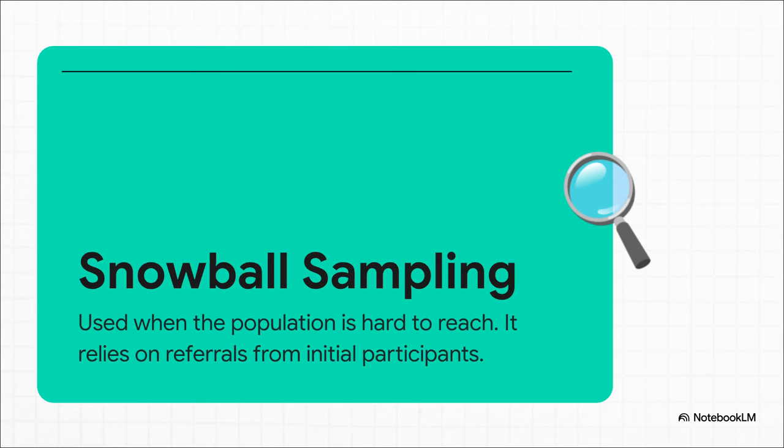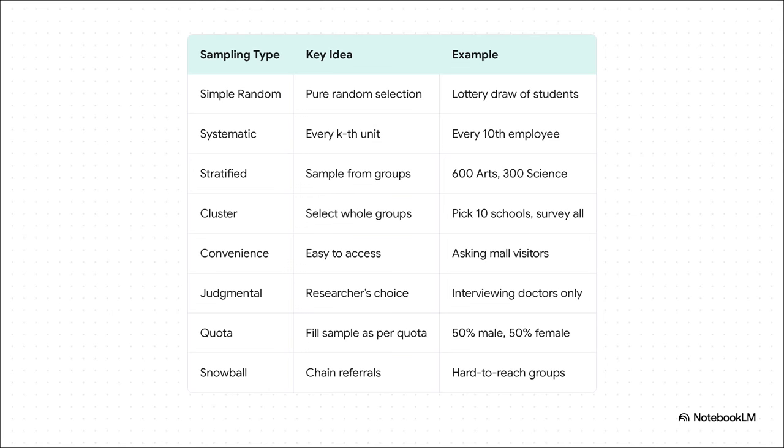But what if you need to study a group that's really hard to find? Say, people who have fallen for a very specific online scam. That's where you get clever, non-probability methods, like snowball sampling. You find one person, and then they lead you to another, who leads you to another, just like a snowball, getting bigger and bigger as it rolls downhill. It's a pretty cool technique. This slide here is basically a cheat sheet of all the different tools a researcher has.